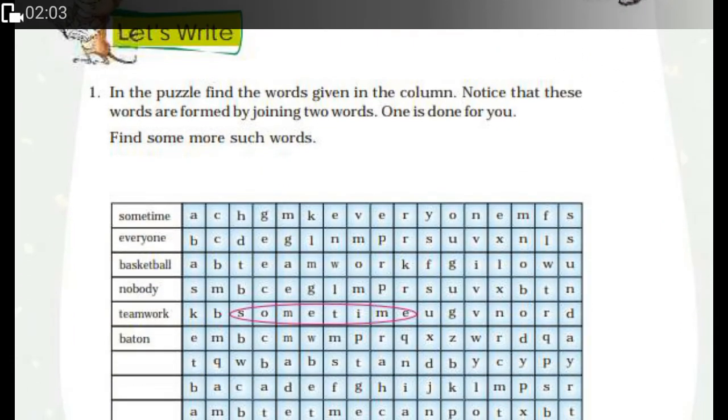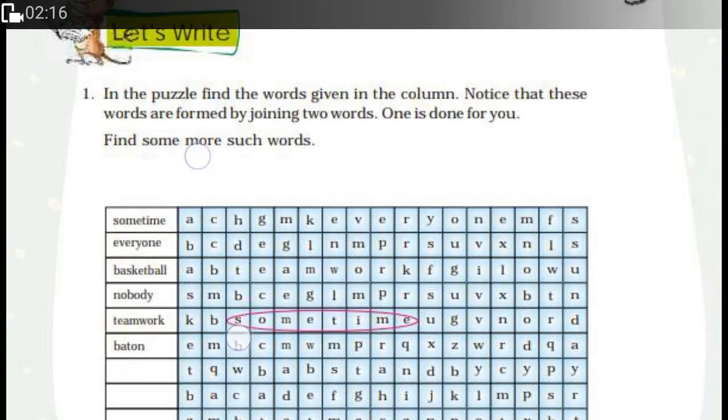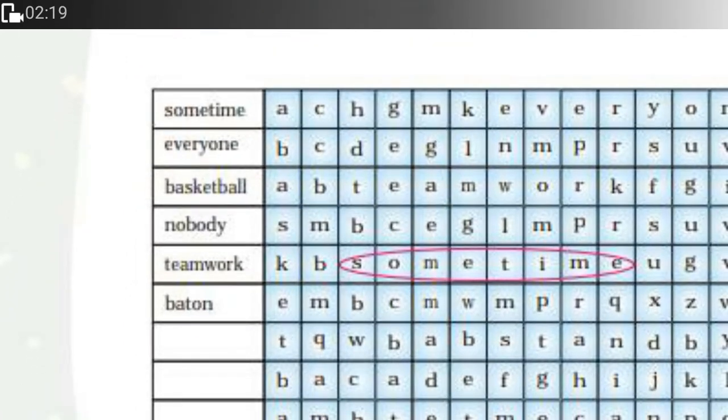Let's write. In the puzzle, find the words given in the column. We are given a few words. Notice these words are formed by joining two words. It's not one word. One is done for you. Find some more words. Now, what are those words? Sometime, it's made from some and time. Everyone, every and one. Basketball, basket and ball. Nobody, no and body. Teamwork, team and work. Baton, bat and on.